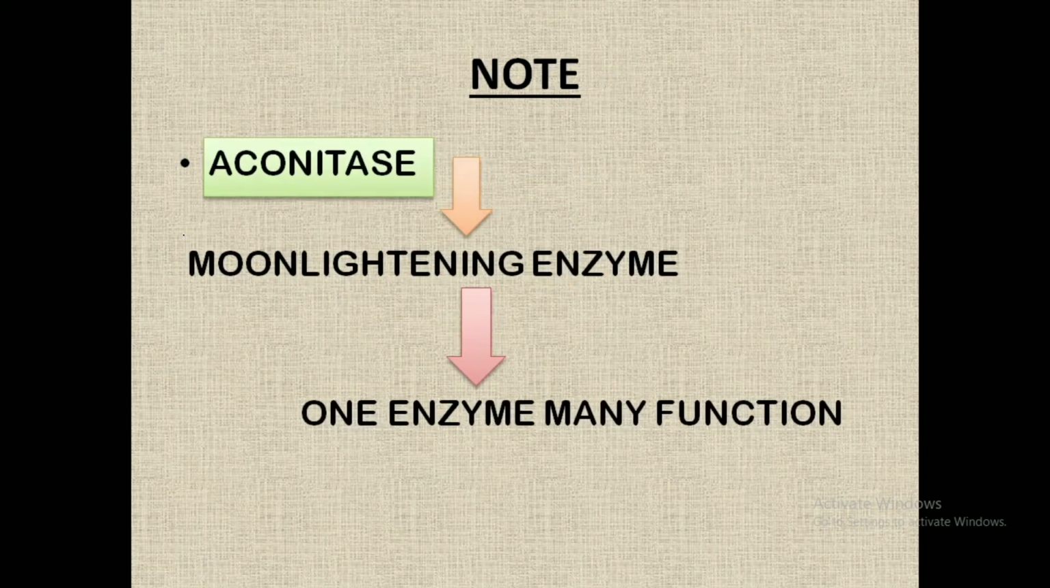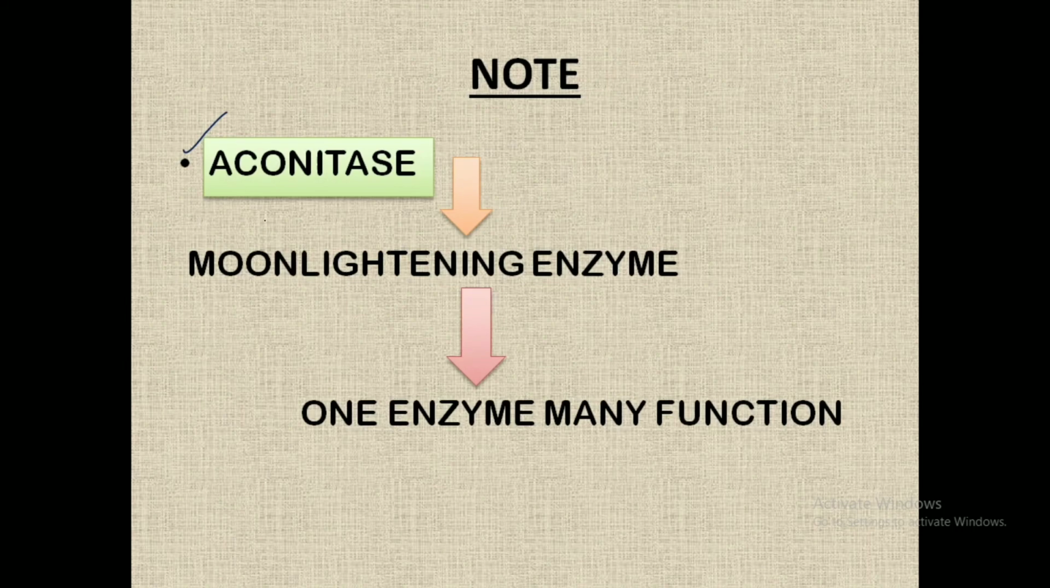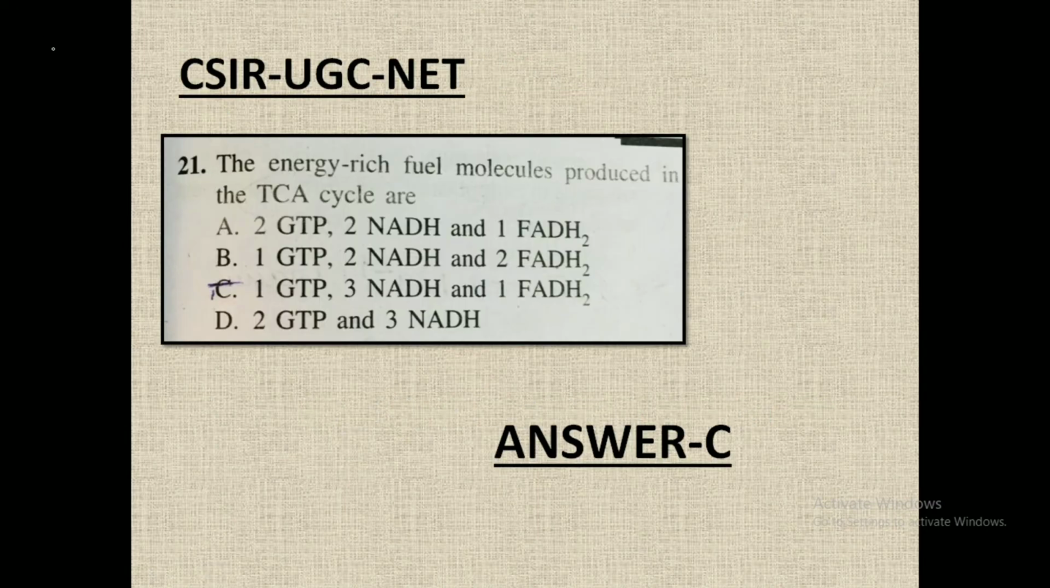An extra point to remember in this cycle is that aconitase, which was used in the second step where citrate was getting converted into isocitrate, is an example of a moonlighting enzyme. And what is a moonlighting enzyme? Any enzyme which has many functions is known as a moonlighting enzyme. So this was all about the Krebs cycle.